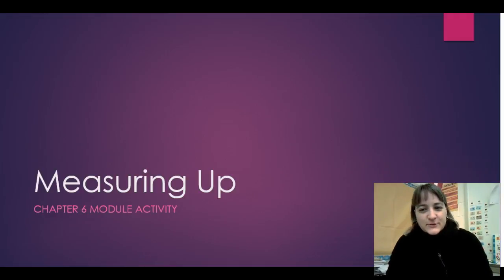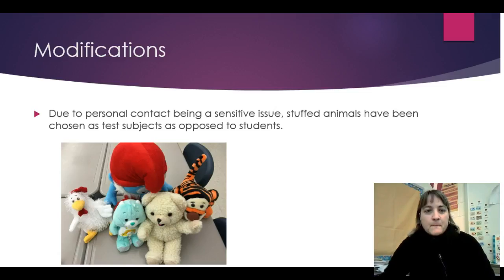Hi, I will be talking to you today about Measuring Up, an activity that I found in Module 4, and I am modifying it to meet the needs of my students. Due to personal contact being a sensitive issue, I have chosen to use stuffed animals instead of having my students test each other by measuring their height and arm spans. And as you can see, here is a photograph of some of the stuffed animals that I would have students use to do the tests of arm span and height.